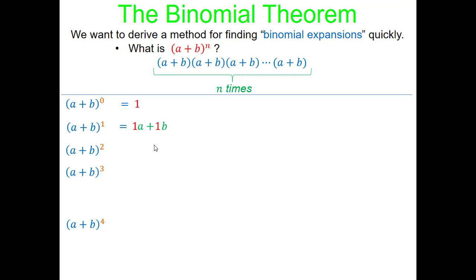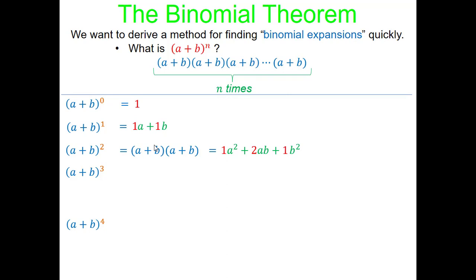So let's take a look at a plus b quantity squared. Well, notice what that means. It means a plus b times a plus b. So now we just apply the distributive property to get a squared plus 2ab plus b squared. And notice again that the first and last terms have coefficients of 1.